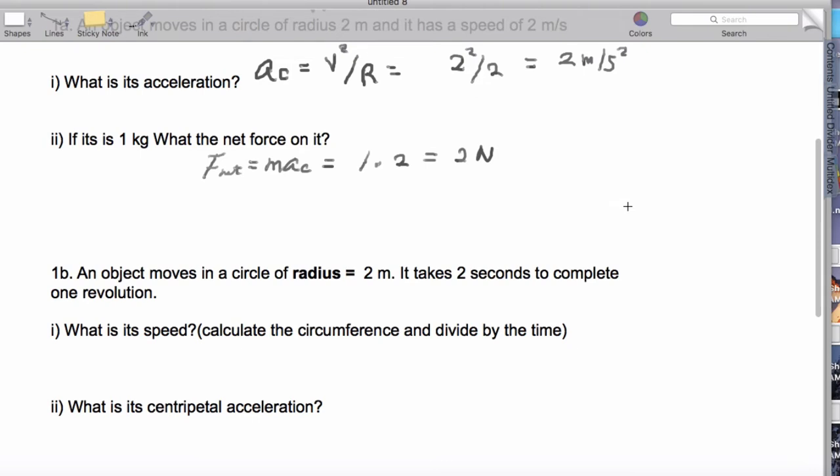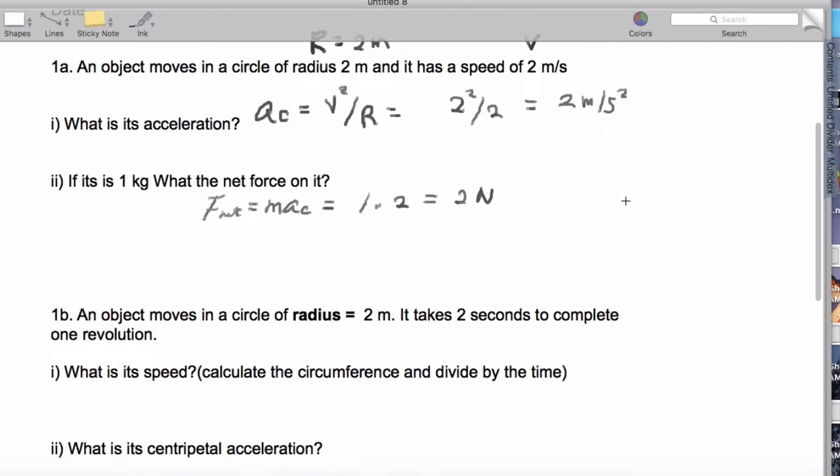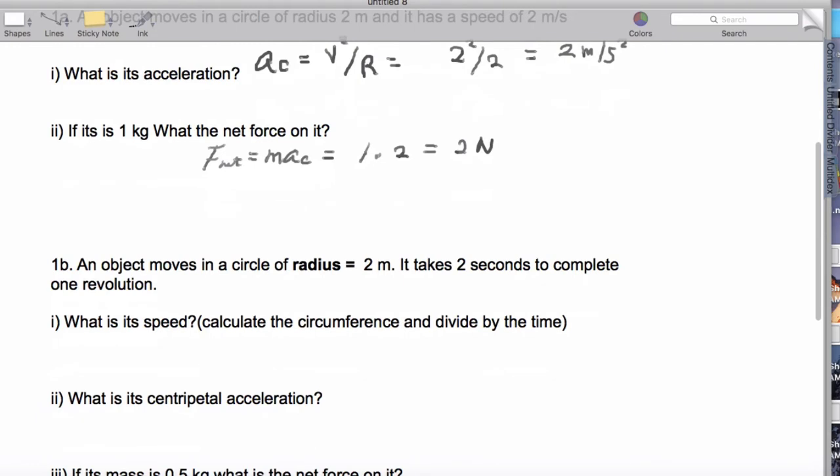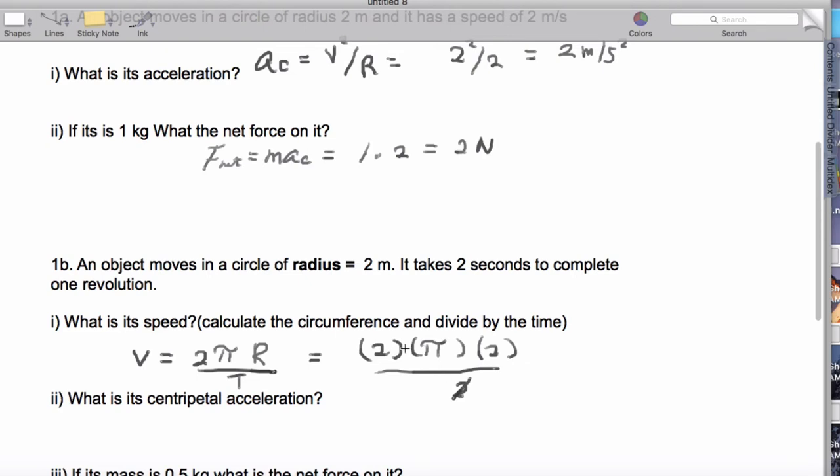Next, we say an object moves in a circle of 2 meters as the radius, and we want to know what its speed is if it takes 2 seconds to complete 1 revolution. So here, the speed, since we're told it's the circumference divided by time, that's going to be 2 times pi times the radius divided by the time. And so that's going to end up being 2 times pi times the radius, which is 2. And we're going to divide that by 2 seconds. So that'll cancel.